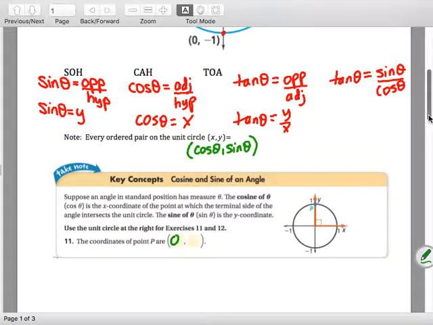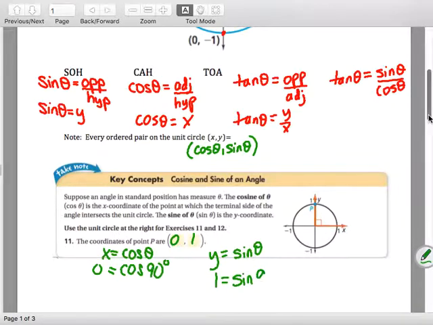Yeah, it's 0, 1. Now watch this. The x-coordinate is cosine of your angle rotation. Well, what is the angle rotation up to P? How many degrees is that? 90 degrees. So watch this. Cosine of 90 degrees is equal to the x-coordinate, so that's 0. My y-coordinate equals sine of that angle of rotation. This angle of rotation is still 90, so the sine of 90 degrees equals 1.